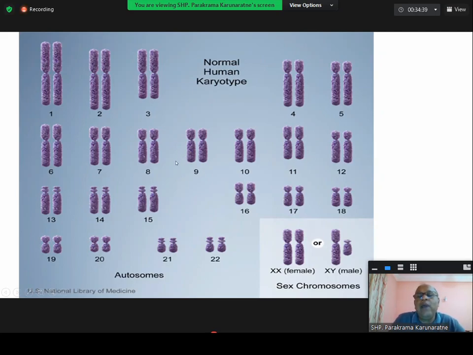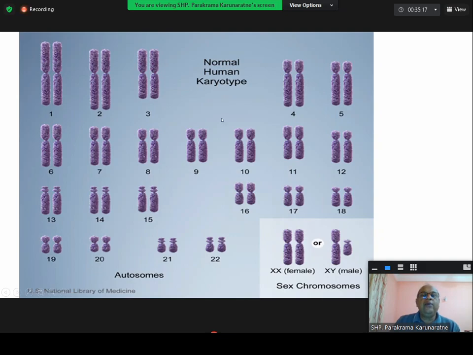Now, why pairs? Because for the same chromosome, say chromosome number one, you have got one from your mother and one from your father. So you have two from each type. If you take the ninth chromosome, one has come from your mother and the other has come from your father, right? So we have basically 23 types and 46 altogether, because from each type you have two. One has come from the mother and one from the father.